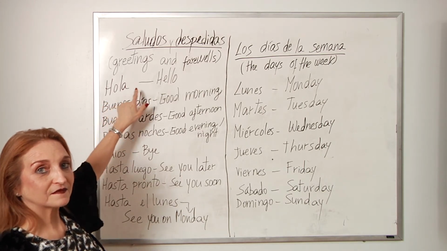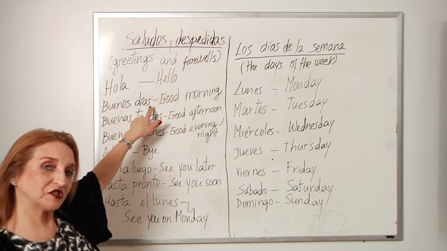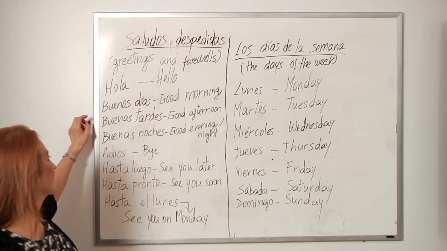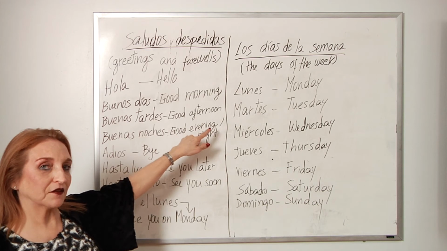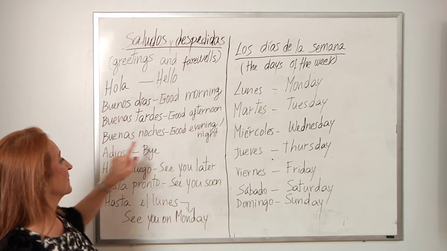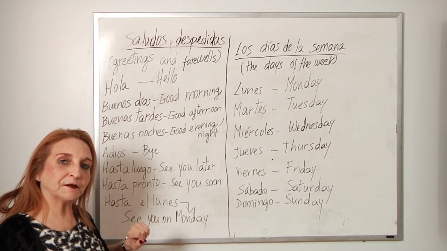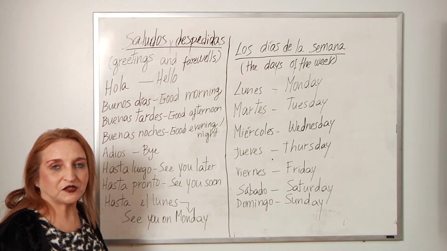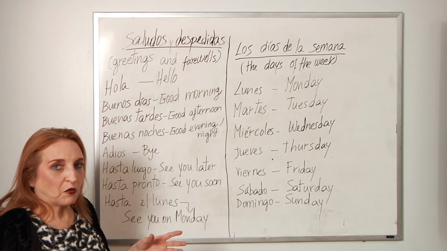Hola, hello, buenos días, good morning, buenas tardes, good afternoon, buenas noches, good evening, or good night. In Spain, we say the same. We don't have a special expression to say good evening. For good evening, good night, we say buenas noches.